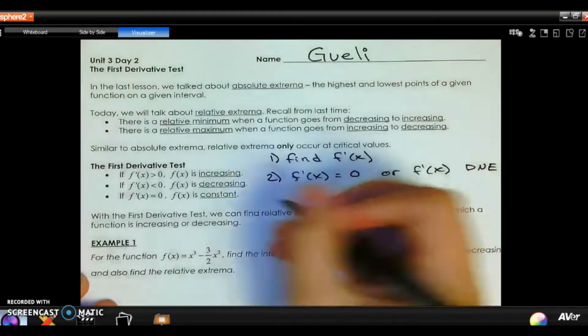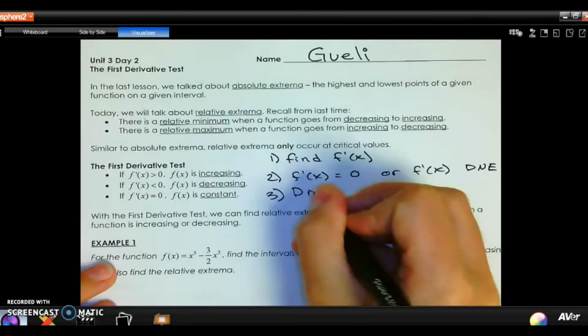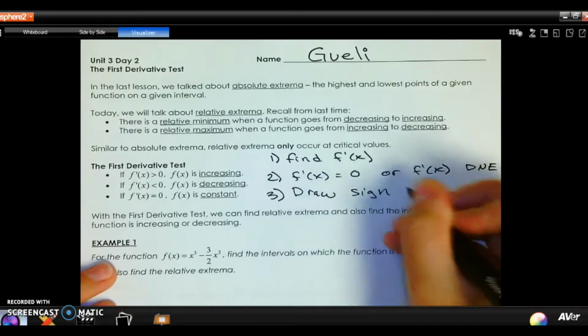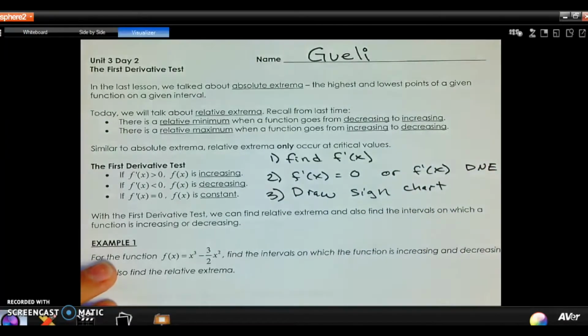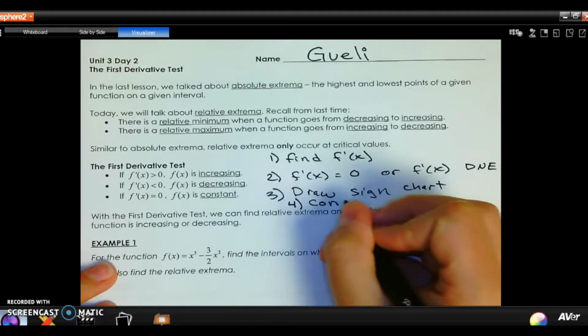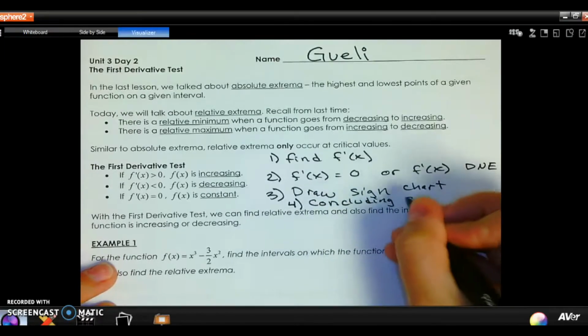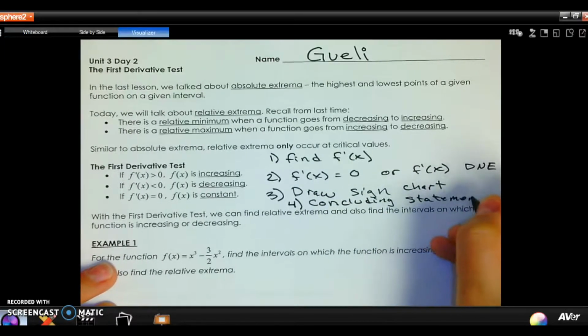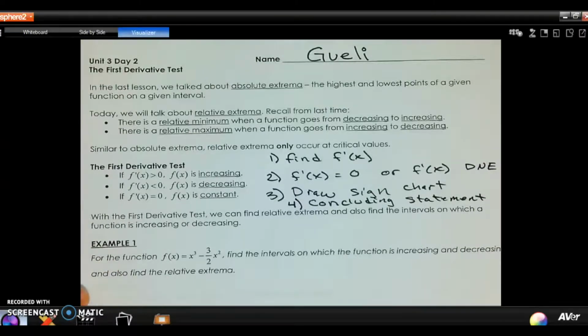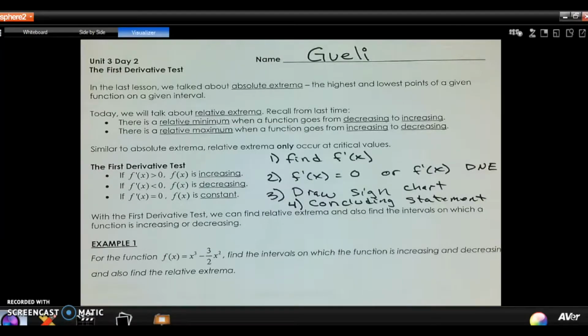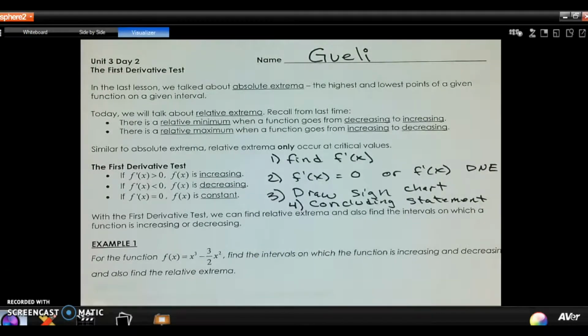And once we do that, this is the new part: we're going to draw a sign chart. Now, on the AP exam, a sign chart is not enough for you to get full credit. You need to write a conclusion statement. So I'm going to include that; I've got to squeeze my step 4 in there: write a concluding statement to sum things up, because if you just have the sign chart, they're not giving you full credit. With the first derivative test, you can find the relative extrema and the intervals on which the original function is increasing or decreasing.